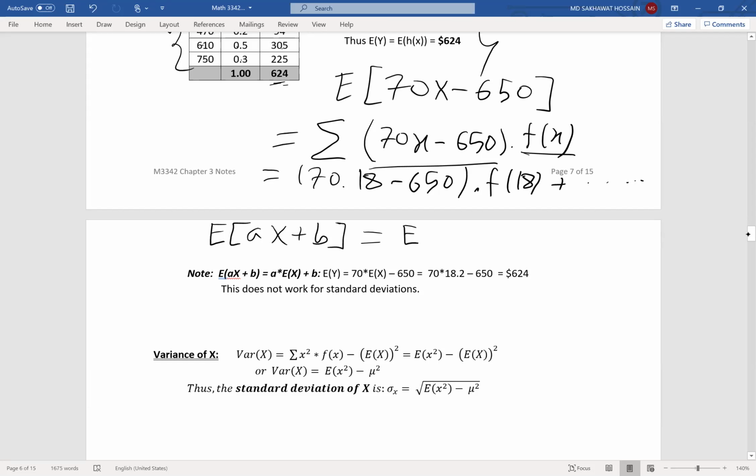So here we have ax plus b. A is a number, b is another number, and x is a random variable. So you can simply write this as expected value of ax plus expected value of b.